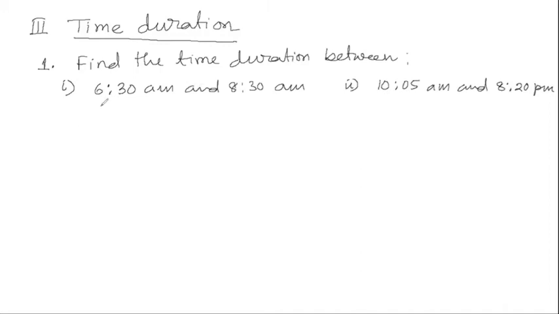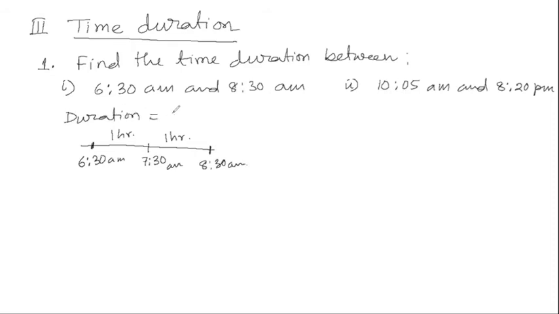So how do we calculate the time? Both are in AM: 6:30 AM and 8:30 AM. From 6:30 AM to 7:30 AM, what is the time duration? 1 hour. And from 7:30 to 8:30 AM, also 1 hour. So from 6:30 to 8:30, how many hours? 1 hour plus 1 hour. Duration equals 2 hours.